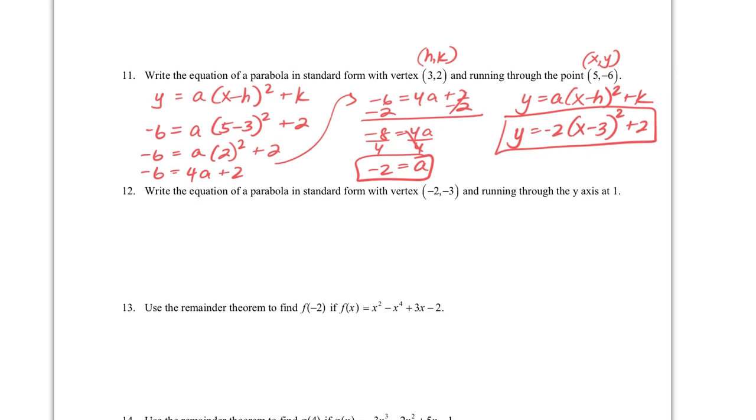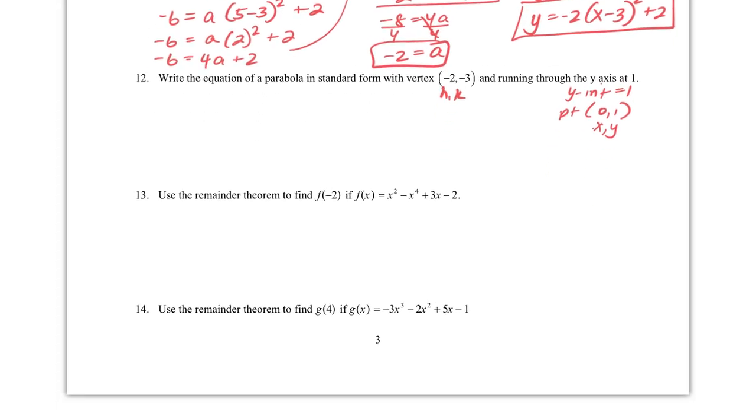For number 12, they want you to do the same thing. They give you the h, they give you the k, but it tells you it runs through the y-axis at 1. In other words, the y-intercept is 1, which means it goes through the point (0, 1). So now you have your x and your y, okay?